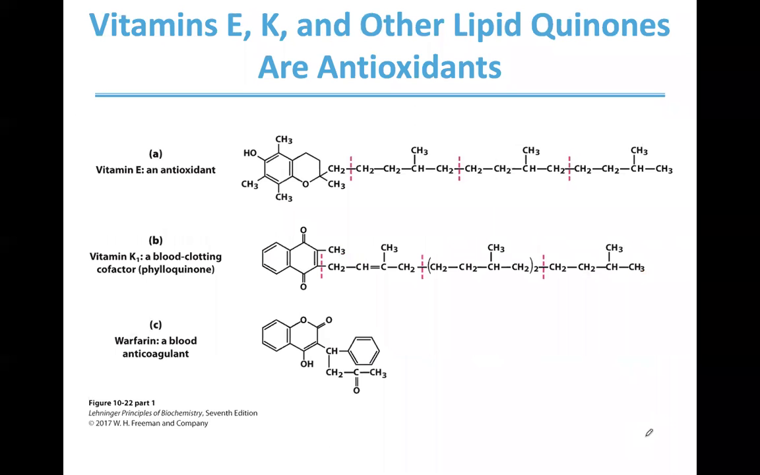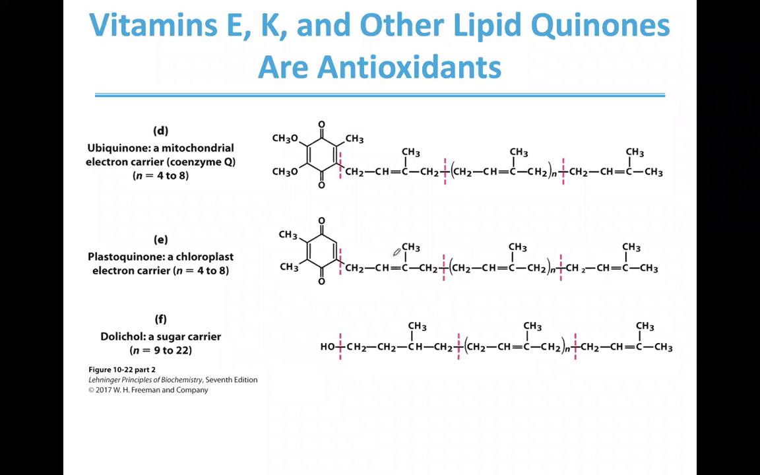So let's see what else we have. I think we're almost done. I estimated this perfectly. Now there are other kinds of vitamins, also highly hydrophobic. There's antioxidant vitamin E. There's the blood clotting cofactor, phylloquinone. Some of them have double bonds, others don't. Warfarin, a blood anticoagulant.